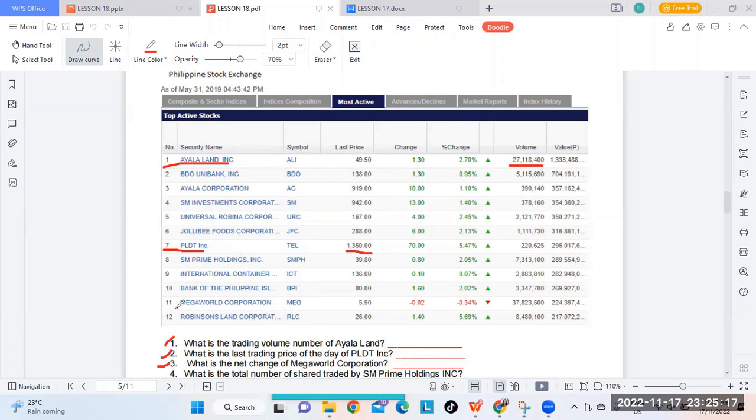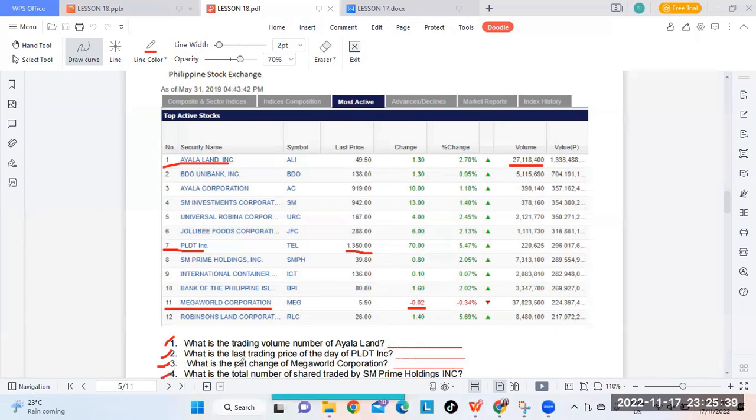And then number 3, what is the net change of Mega World Corporation? Nasa si Mega World, yun, number 11. Mega World Corporation, and we are looking for the net change. Net change, yun. Change, then Mega World. So we have negative 0.02.